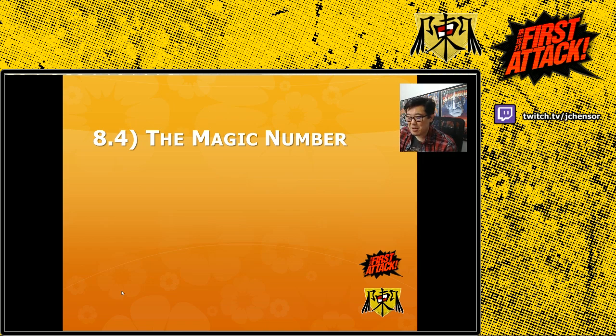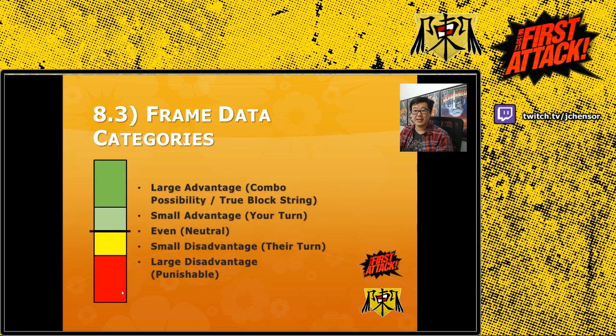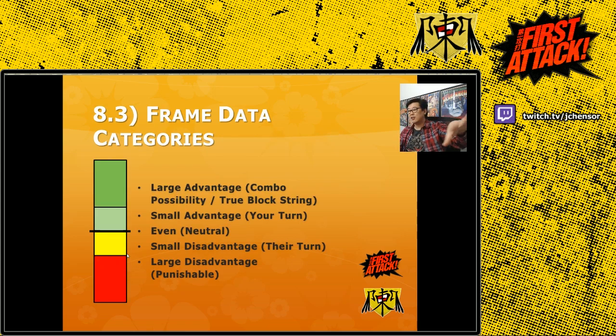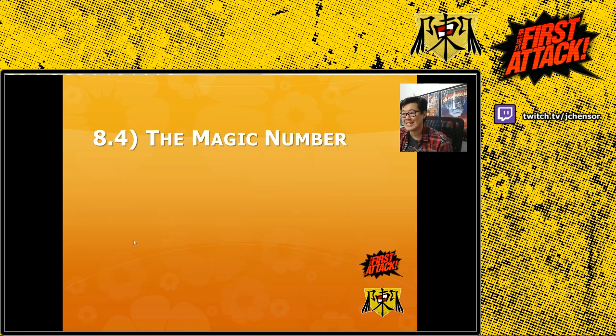So what we're going to talk about now is the magic number, okay? I talked to you about all this concept here, but let's finally talk about what this magic number is. And yes, this means we're going to have to start talking about numbers, but like I said, to talk about the magic number is to make sure you don't have to remember anything about numbers anymore. So here we go. And yes, large disadvantage, punishable. Same meaning as unsafe. Basically, if you hear a lot of people say that a move is unsafe, that means it's punishable. So this is the very same concept.